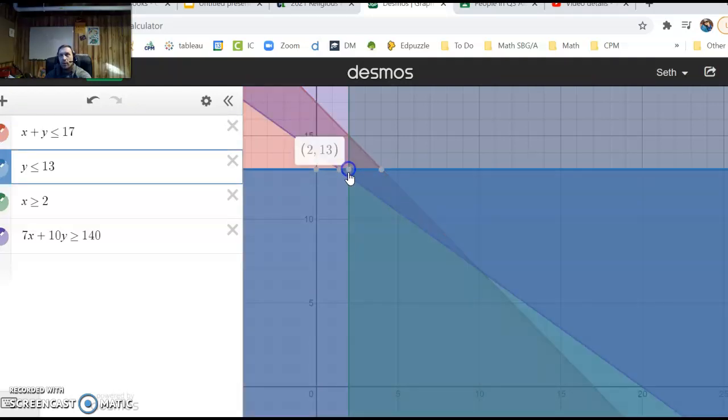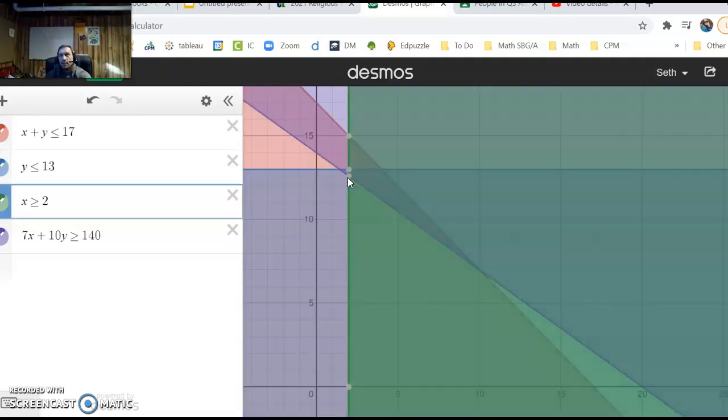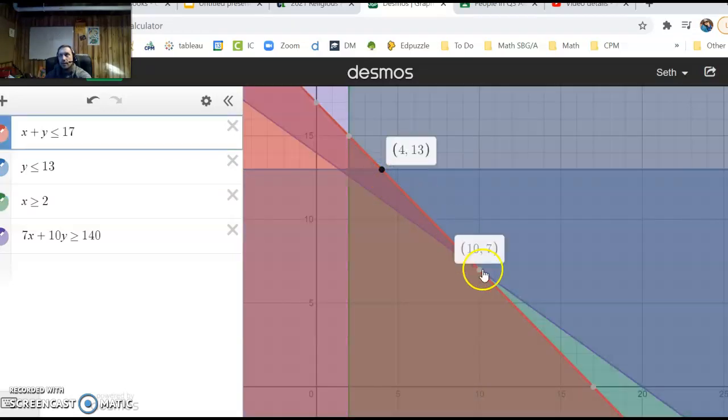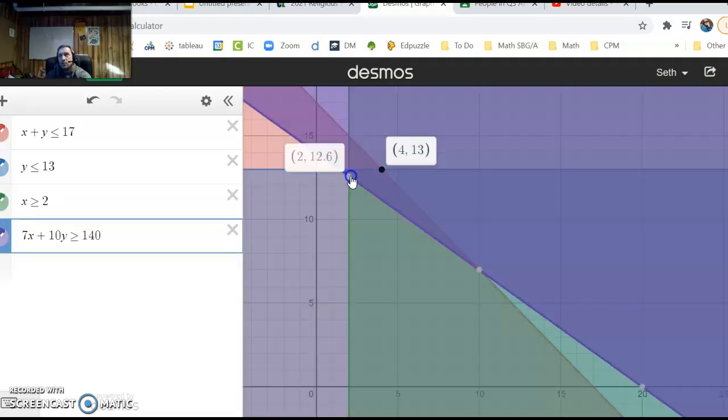So we need to find all these points of interest that we could have. So this could be (2, 13), (4, 13), (10, 7), and this is 2 hours dog walking, 12.6 hours of tutoring, but you're probably not going to just tutor for 0.6 hours, although you could, to get those minimums met.